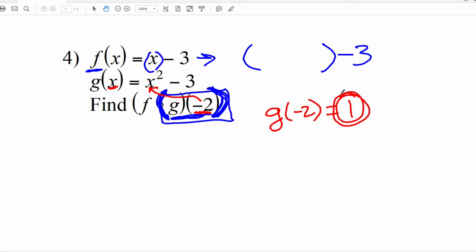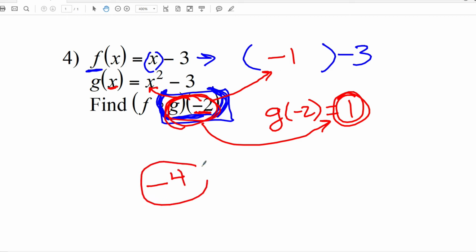Well, if I know that g of negative 2 is what's going into the parentheses, and those are the exact same things, I can just put it right up there into the parentheses. So 1 minus 3 is negative 2. And that's the answer.